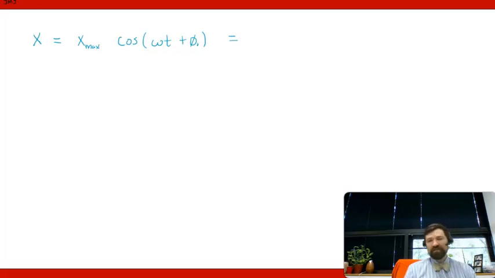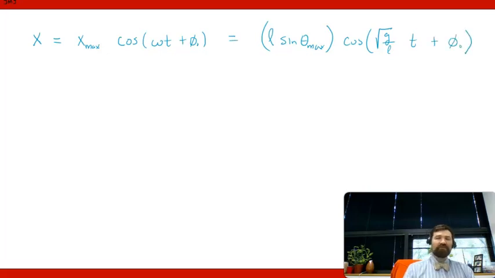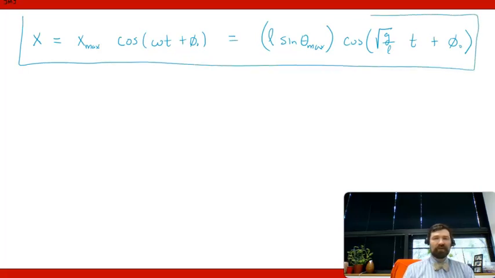Now we can change this in terms of the pendulum system to be essentially L times the sine of the maximum angle that we've chosen times the cosine of the square root of g divided by L times time plus some initial phase offset. And that gives you a description of what the position is doing as a function of time.